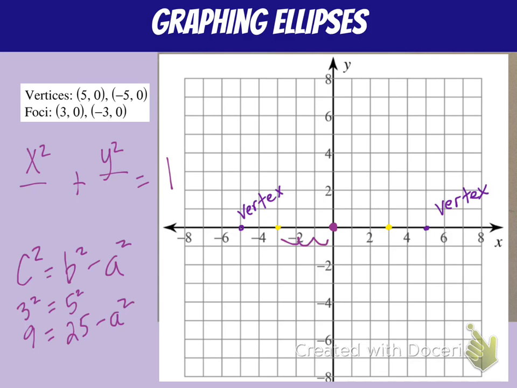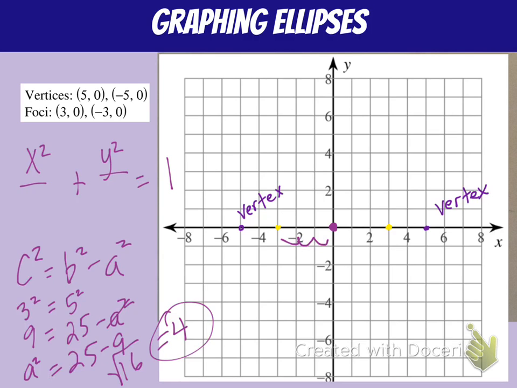So, there's a couple moves I'm going to make because I want to keep things positive. I'm actually going to bring the a squared to this side by adding to both sides, and I'm going to move that 9 because I want to keep things positive if at all possible. So now 25 minus 9 is going to give us 16, and when we take the square root of that, we know that a is going to be equal to 4. Then and only then can I actually identify my covertices.